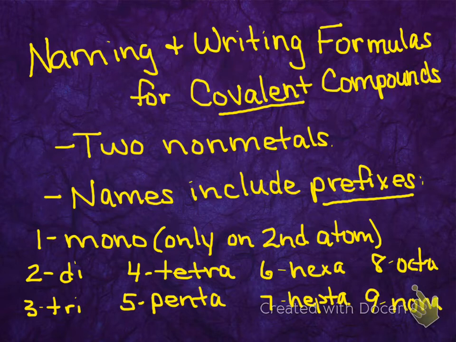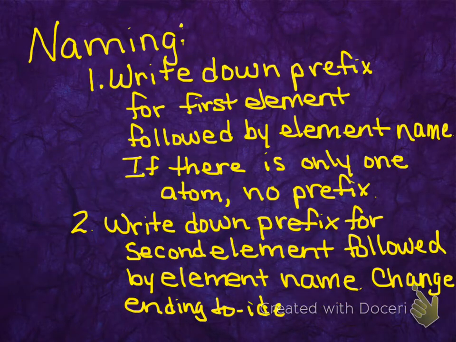The prefixes that we will be using are here. One is mono. We only use mono if there's one of the second atom. If there's one of the first atom, we do not use mono. 2 is di, 3 tri, 4 tetra, 5 penta, 6 hexa, 7 hepta, 8 octa, 9 nona. Now, if you can't remember those or you don't memorize well, there is a list of these on the back of your periodic table.